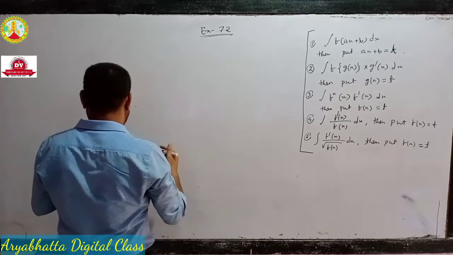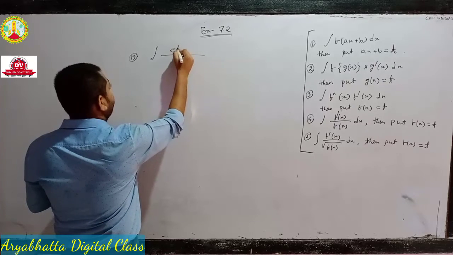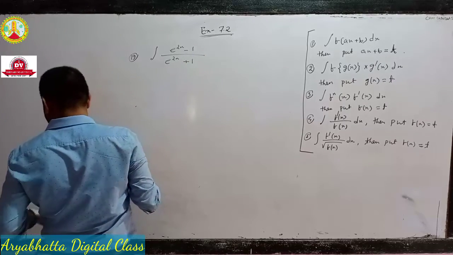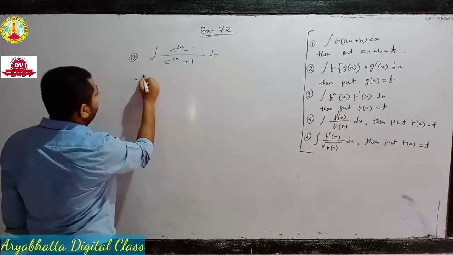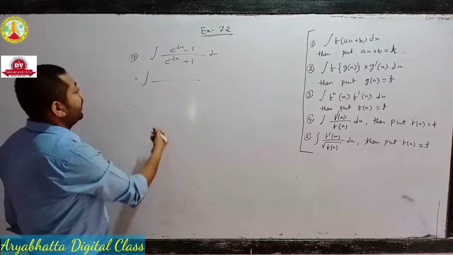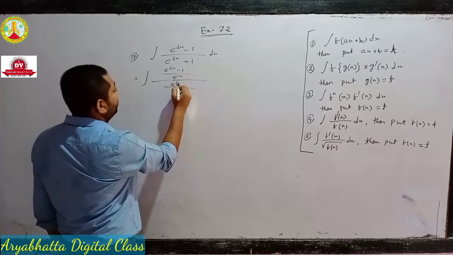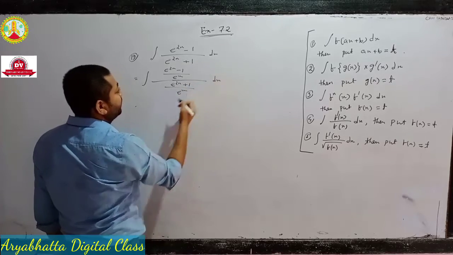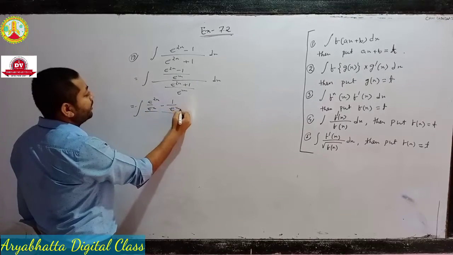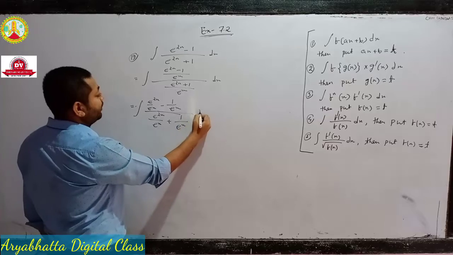Next, question number 19. Integration of e to the power 2x minus 1 divided by e to the power 2x plus 1 dx. If we divide numerator and denominator by e to the power x, then we have e to the power 2x minus 1 divided by e to the power x, over e to the power 2x plus 1 divided by e to the power x dx. Then we have e to the power 2x divided by e to the power x minus 1 by e to the power x, divided by e to the power 2x divided by e to the power x plus 1 by e to the power x dx.